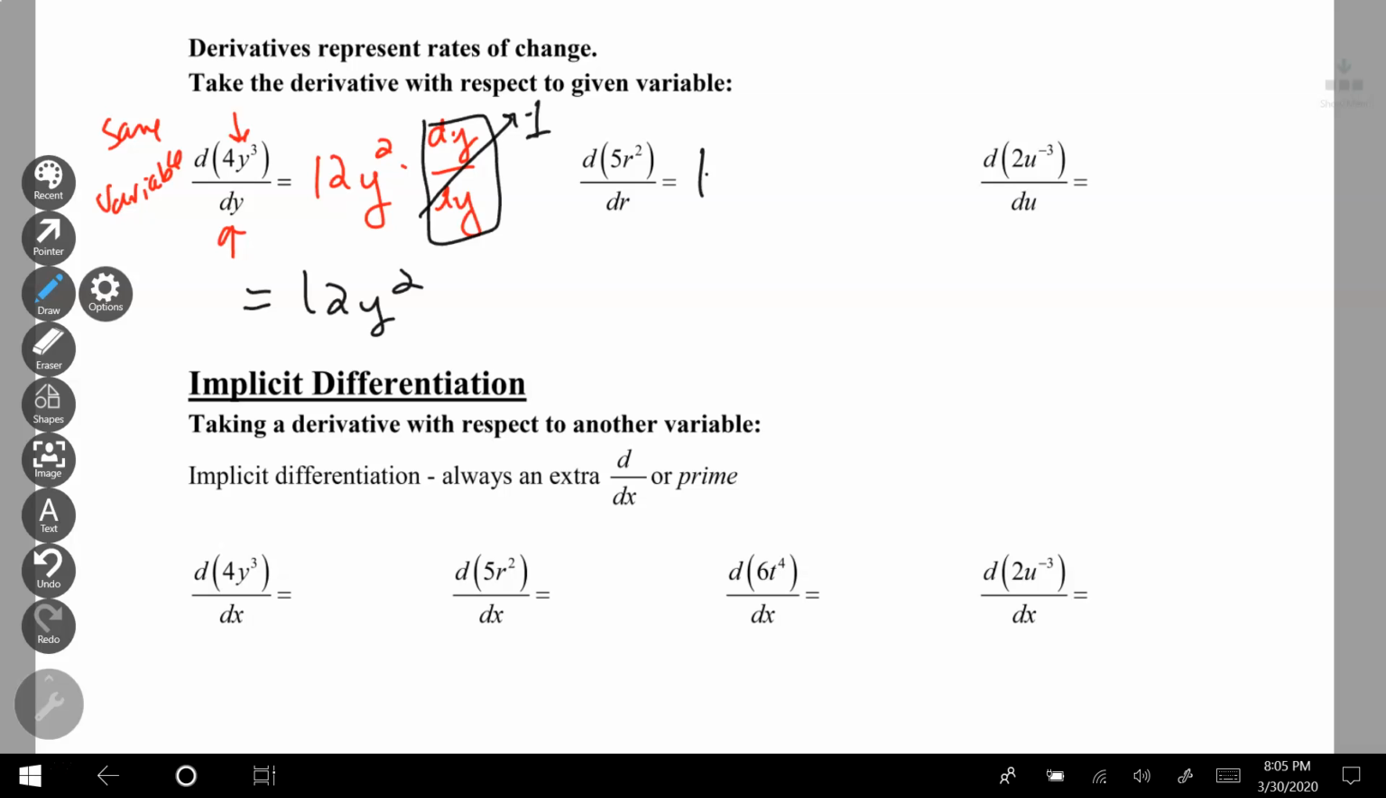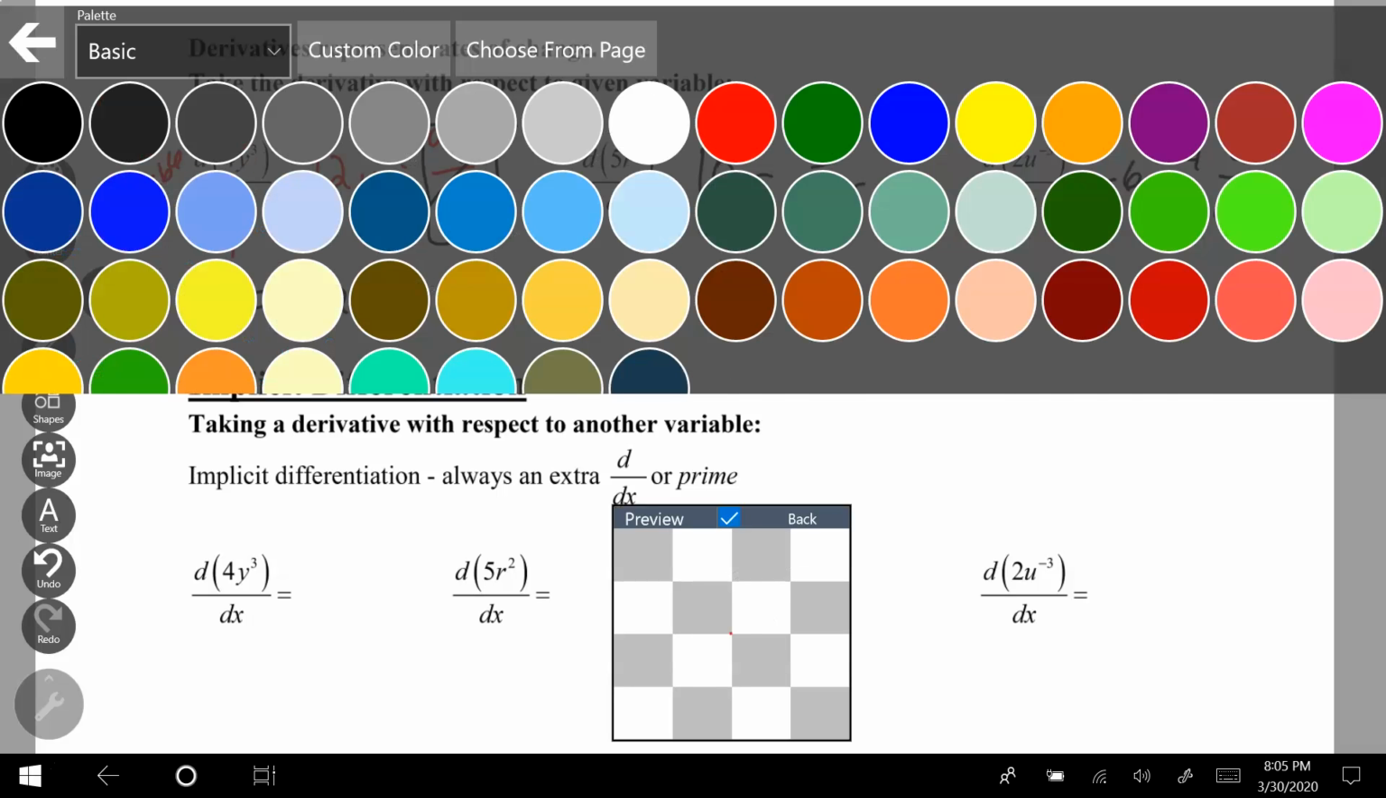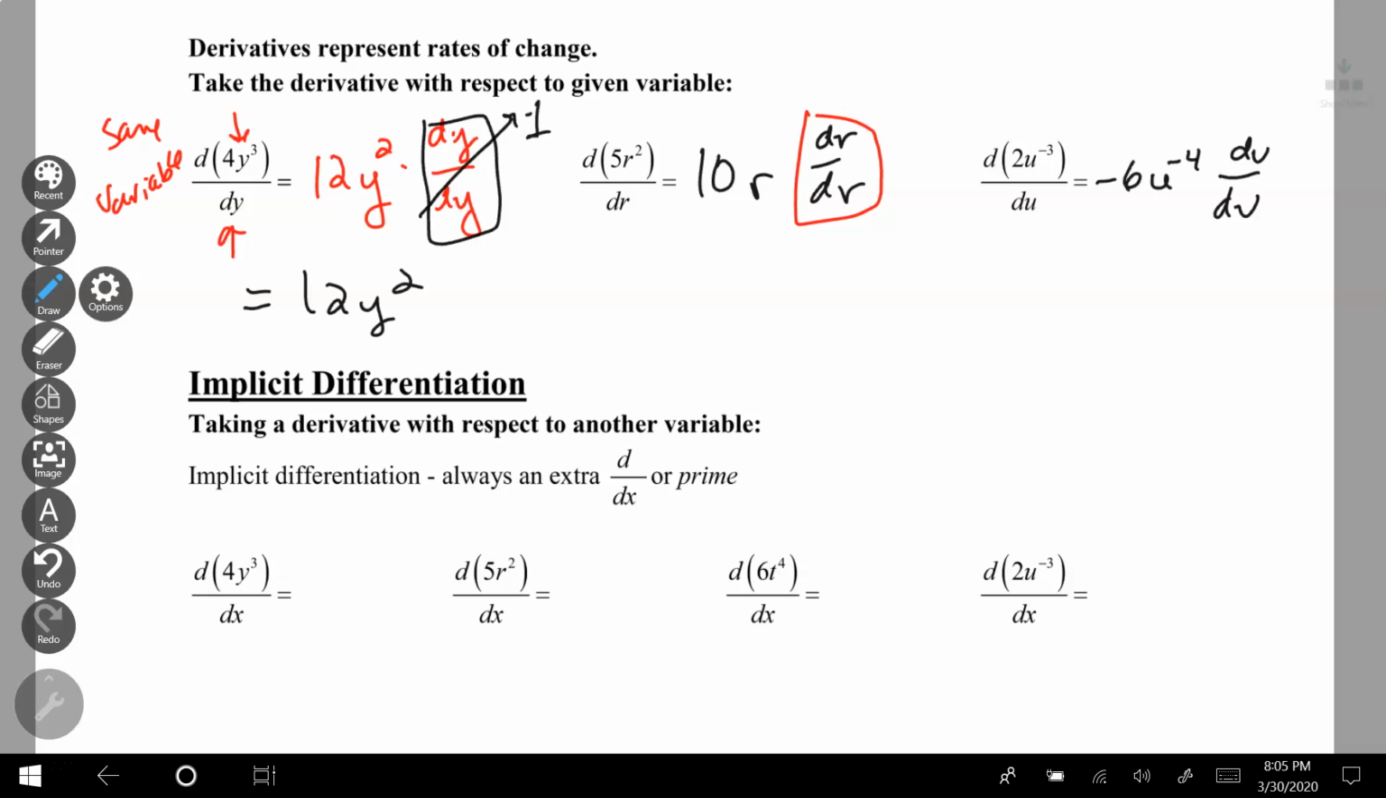Same thing on the second example. It's just going to be 10r dr over dr. And the third one is going to be negative 6u to the negative 4 du over du. But these are equal to 1. So I just get 10r, and I get negative 6u to the negative 4. That is when I take derivatives of an expression that is the same variable I'm taking its derivative with respect to. I'm going to move this on up.